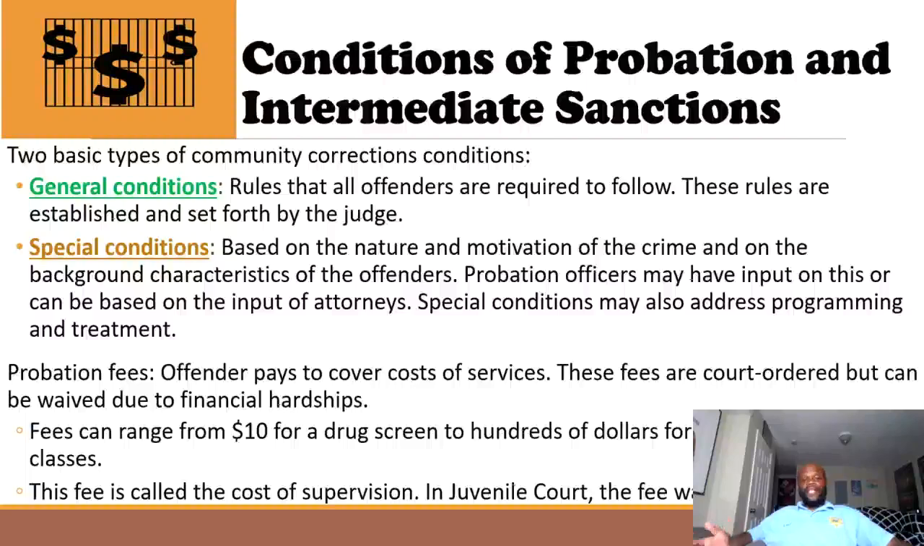So the fees can range. It could be $10 for a drug screen. It could be hundreds of dollars for classes. There's a fee for the cost of supervision. In juvenile court, it was $25. It could have gone up since I've been gone for a few years, but it was $25. But in adult court, it's easily $75, $100 a month. Cost of supervision. That's a lot of money. If you're on probation for 12 months, that's $1,200.